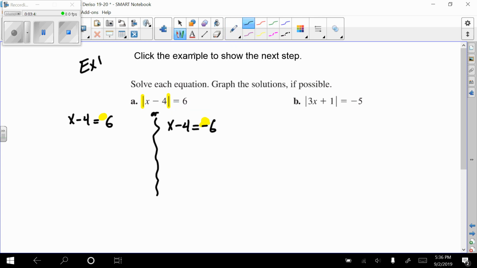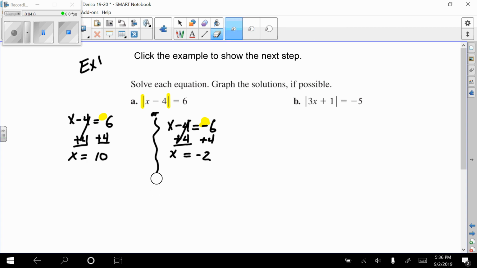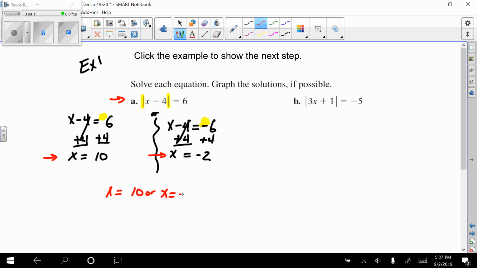So let's solve these two equations now. Add 4, add 4. These cancel, x equals 10. Let's do the same thing over here. Add 4, add 4. These cancel, x equals -2. So in this case, one equation, just one equation right here, became two solutions. And we write this as x equals 10 or x equals -2. Let's work on this second one.